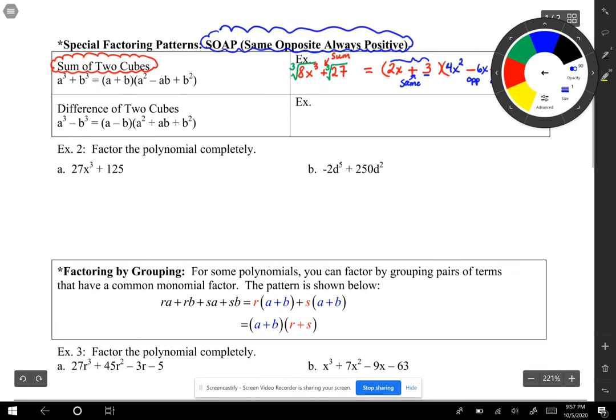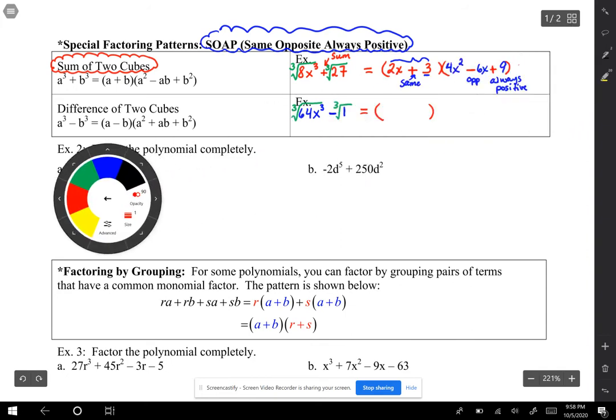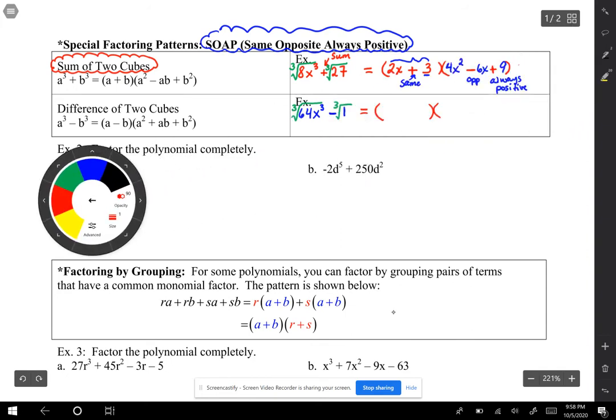Let's do a difference of 2 cubes example. Same principle. So we will do 64x to the third minus 1. Okay, so you can take the cube root of 64x to the third. You can take the cube root of 1, which is just 1, because 1 times 1 times 1. Okay. I'll make this a little bit bigger so we don't run out of room.